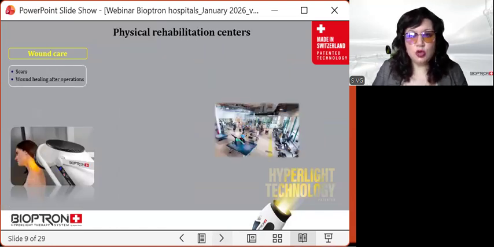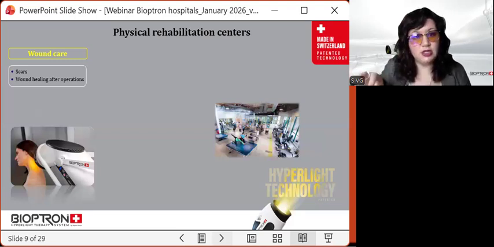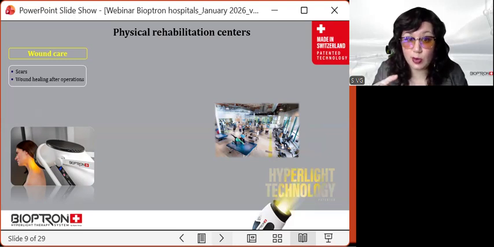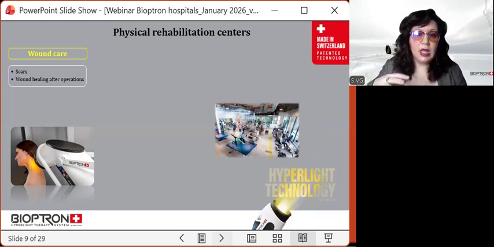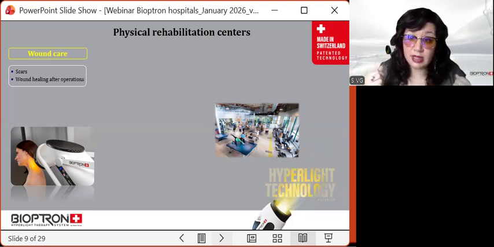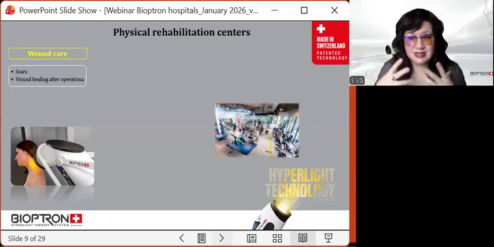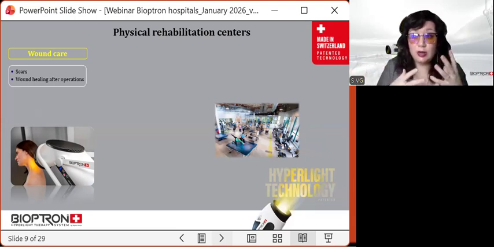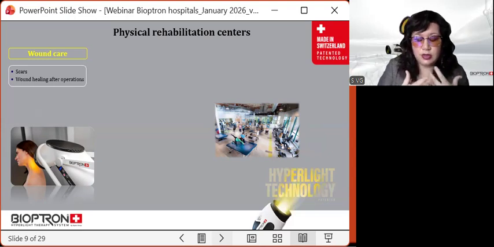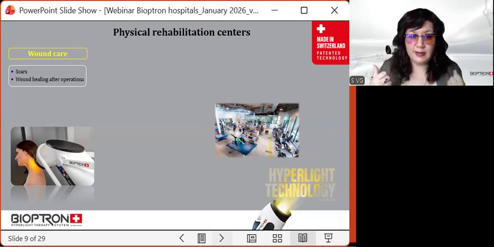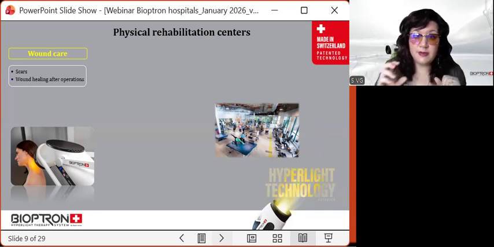In hospitals, there is not so much pain management. In general, they will send the patients to physical rehabilitation centers. And in those cases, you can approach them for wound care. There are people that will go there to manage their scar or a surgery. After a surgery, they will need to treat the pain, treat the wound, and also have some rehabilitation. So Bioptron can be very, very beneficial there.